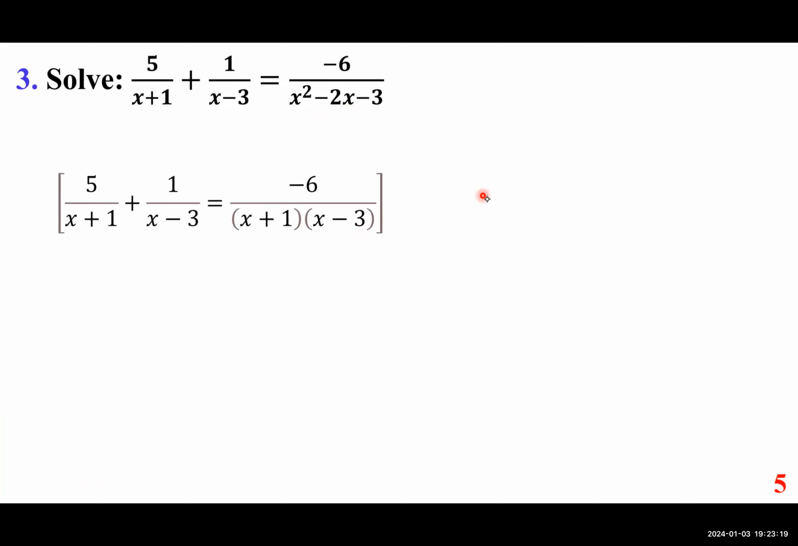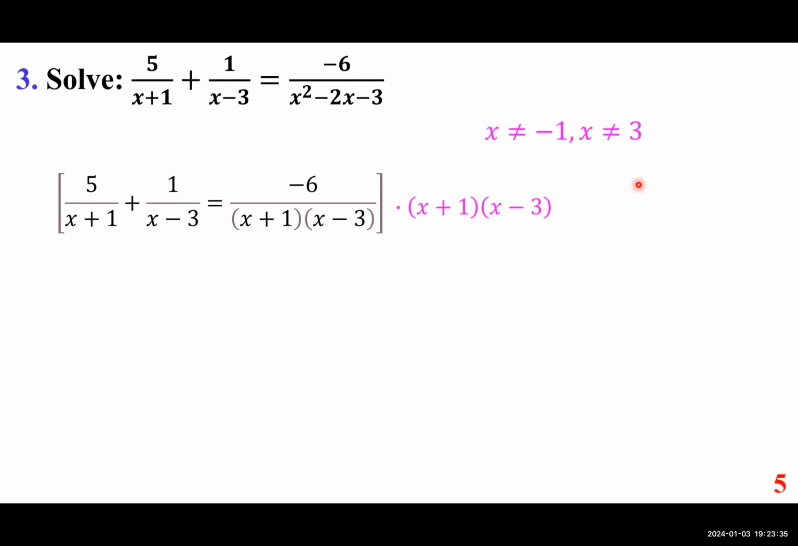And also x cannot be -1 here, cannot be +3 here, the same here. So you have to exclude those values. At the end, if you find any of them, that would be an extraneous solution and it's out. So let's multiply by the LCD.